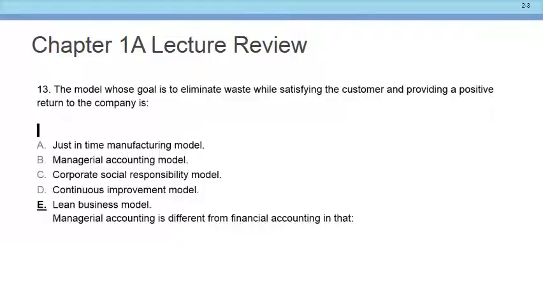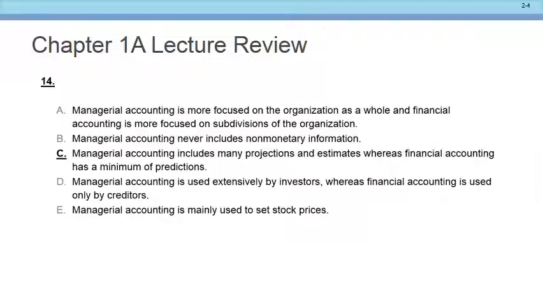Managerial accounting is different from financial accounting in that it does what? Managerial accounting includes many projections and estimates, whereas financial accounting has a minimum of predictions. I mean, we do use estimates in financial accounting, but what we are going to be making projections, estimates.